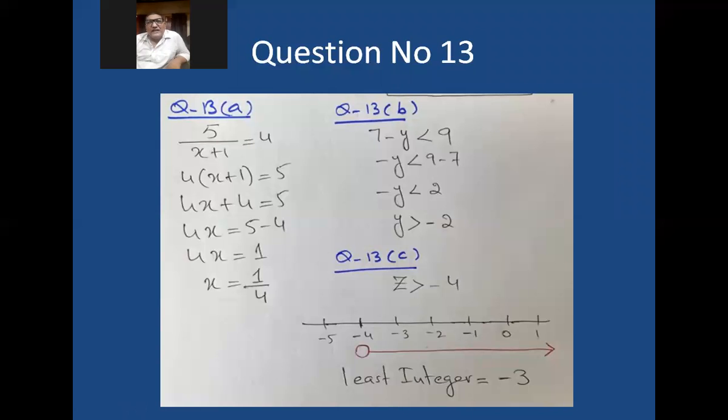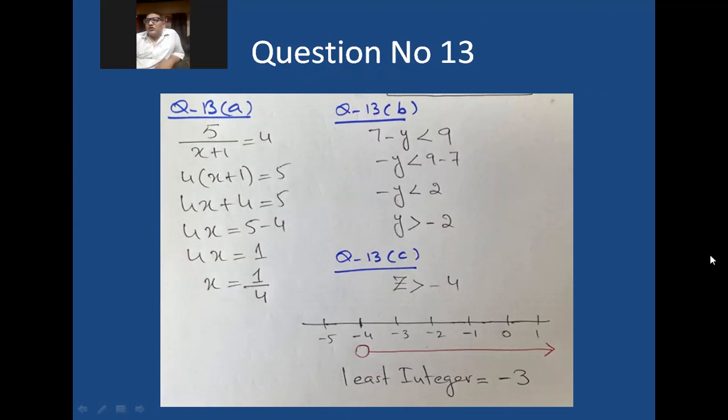Divide both sides by negative 1. When you divide both sides by negative 1, what will happen? The sign of the inequality will change. Whenever you divide or multiply both sides by a negative number, the sign of the inequality is supposed to change. So that sign will change, and so y is more than minus 2. So this is the solution.